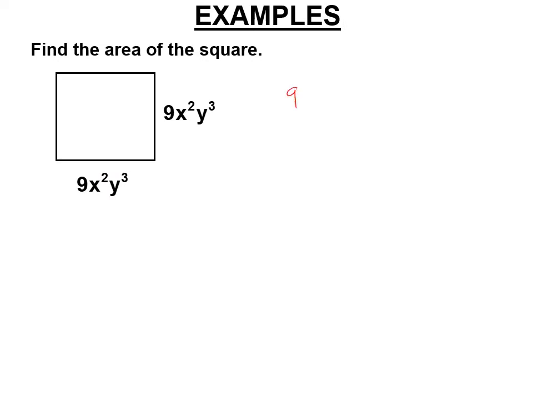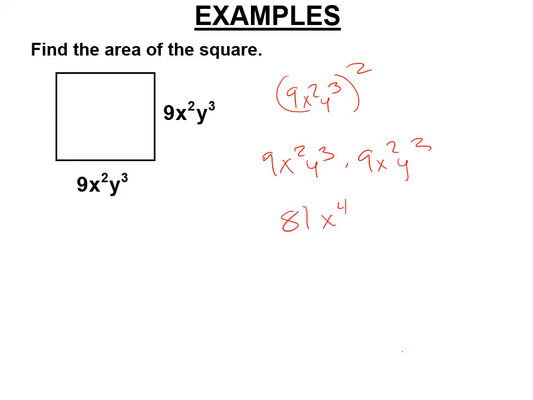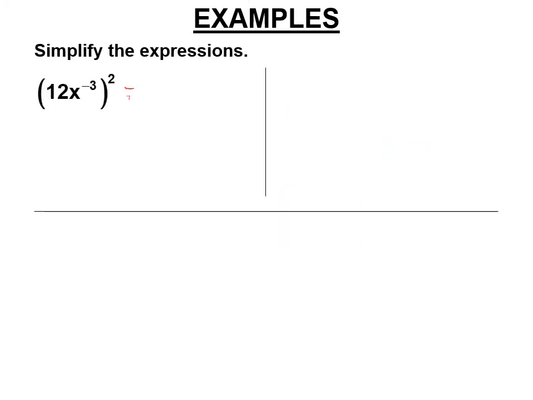All right, so this is 9x squared y cubed squared, right? Which is 9x squared y cubed times 9x squared y cubed, which is 81 x to the 4th y to the 6th. That's the area of that square. This is 12 times x to the negative 3rd times 12 times x to the negative 3rd, which is 144 x to the negative 6th. Can't leave that negative exponent, got to bring it down here and make it x to the 6th.